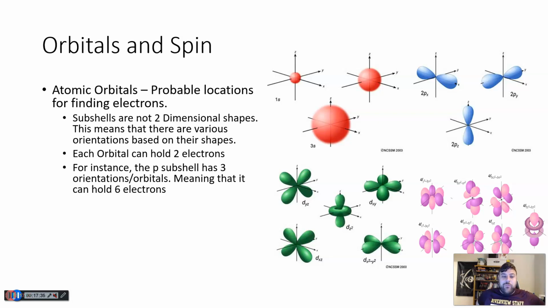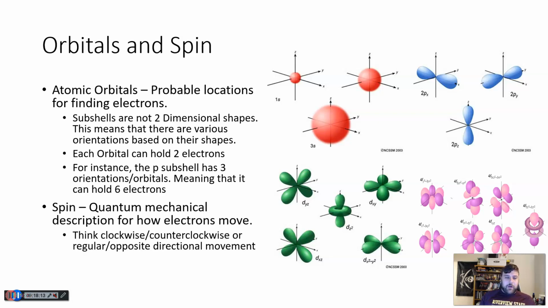Each of those is what we refer to as an orbital. Each orbital can only hold 2 electrons. So, S sublevels only have 1 orbital. P has 3. D has 5. And F has 7. So because they have these different orientations, they can hold twice as many electrons as they have orientations. 2 for each orientation.